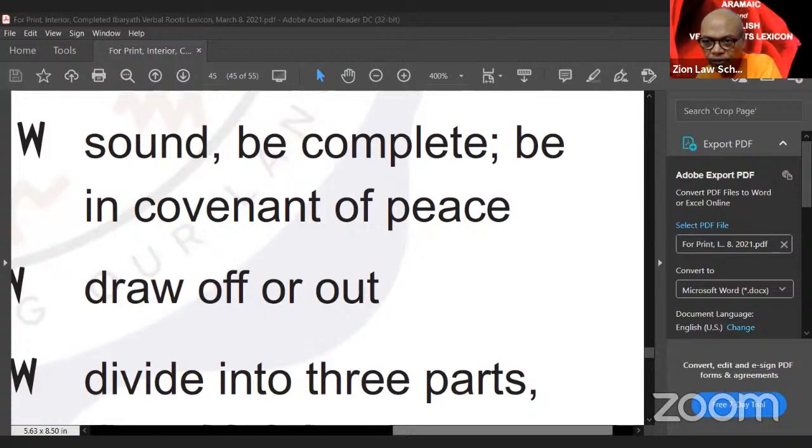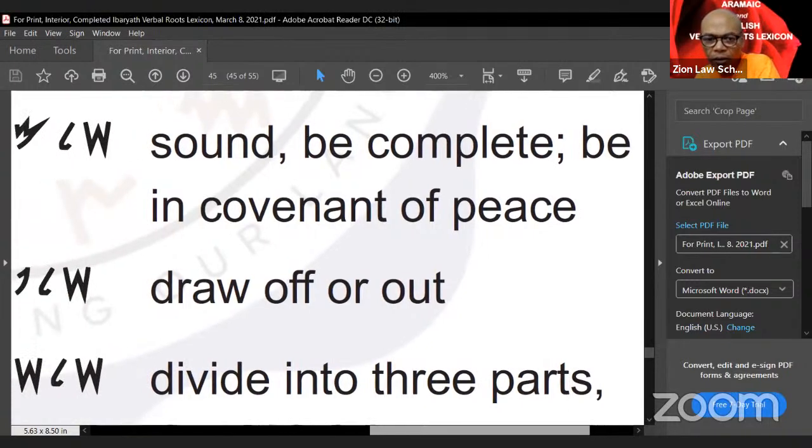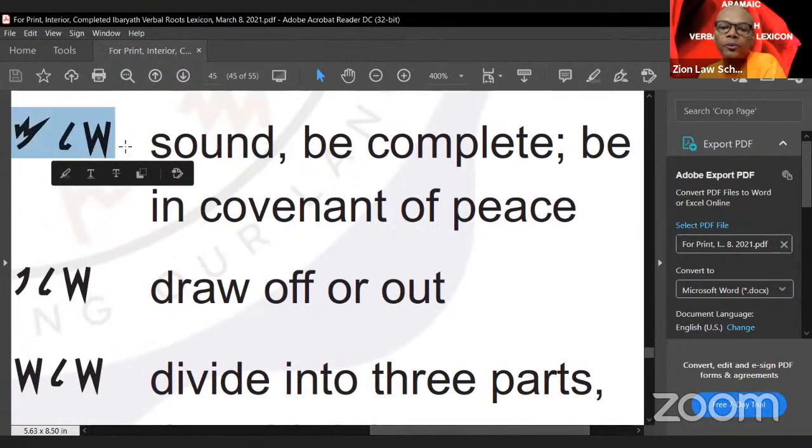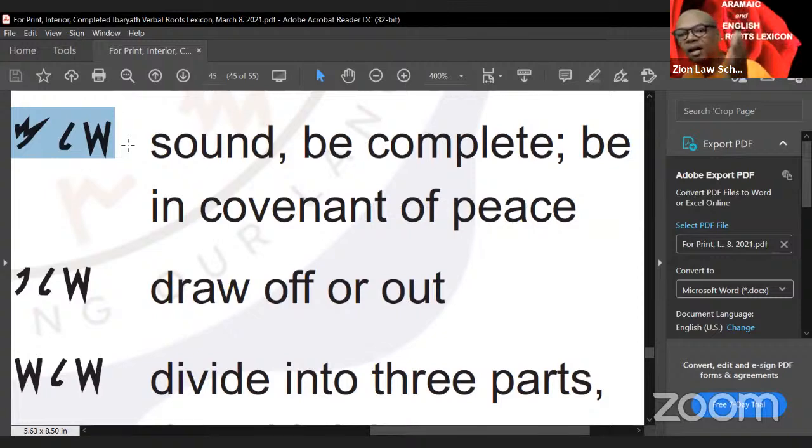All right, so let's review it one more time. Okay, so there we are. So here we are. Here's our root word. See, without question. Doesn't matter where that infix falls, because the root word is clearly there. It means sound, be complete. This is the most general meaning. Sound, be complete, be in covenant of peace. Covenant of peace with the Most High means what? You are in the blessings. A contract of peace. Read the blessings.